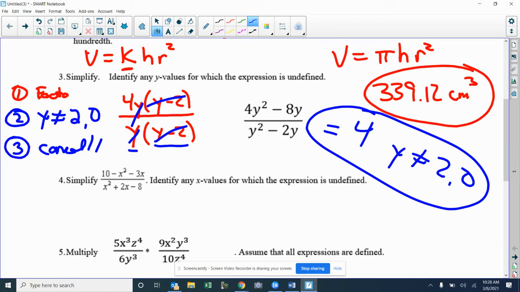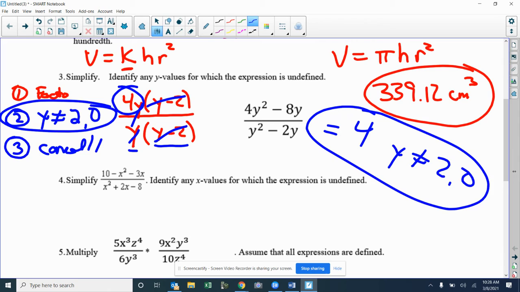Interesting. Wait, so you said it can't be, how do you know it can't be 4? How do you get the blue circle? Well, y can't be 0 or 2. Then I went and canceled, and the only thing left is just 4.